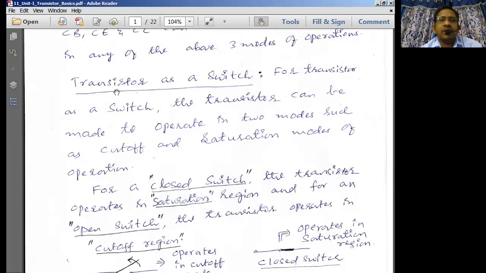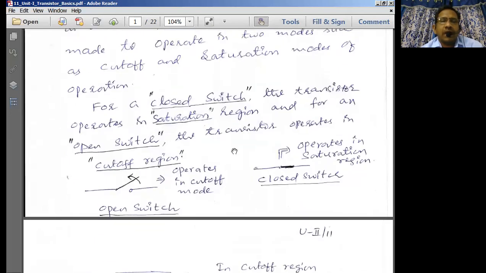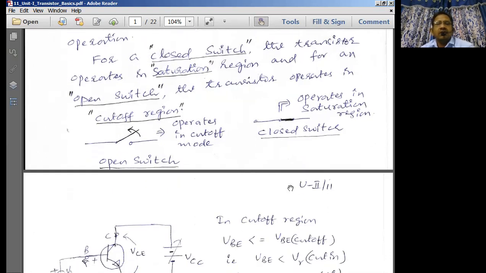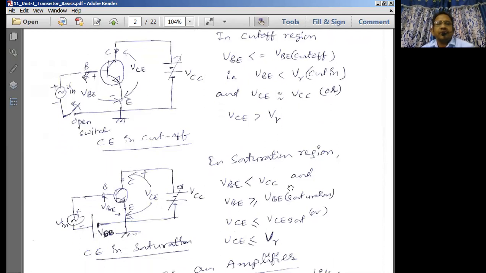If you want to operate a transistor as a switch, you operate it either in the cutoff region or in the saturation region. In the saturation region, it works like a closed switch like this. In the cutoff region, it works like an open switch like this. Thereby, we can say that if it is in the cutoff region, there is no current flowing from input to output because it works like an open switch. In the saturation region, it works like a closed switch where the input current is flowing through the output circuit. So this is the basic application of a transistor as a switch.